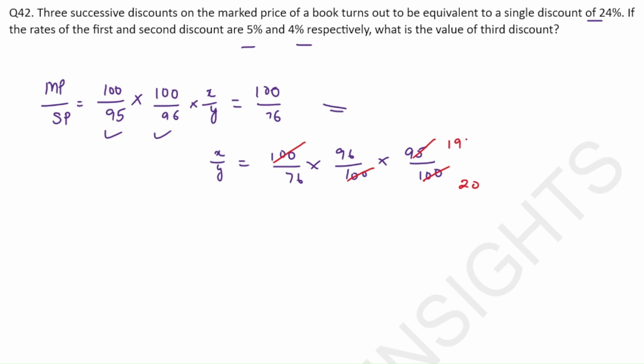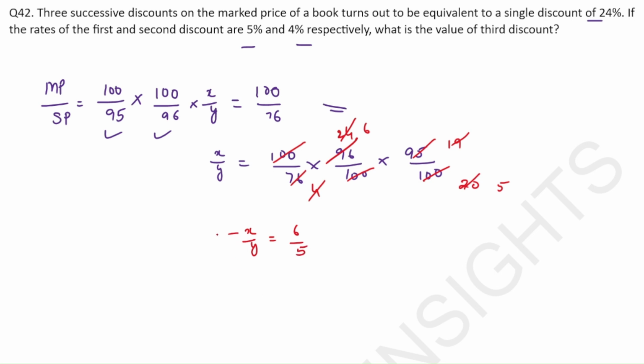And we know that 19 into 4 is 76. And this can be cancelled. 4 2s are 8. 4 4s are 16. And then 4 6s are 24. 4 5s are 20. So that means X by Y we're getting as 6 by 5.